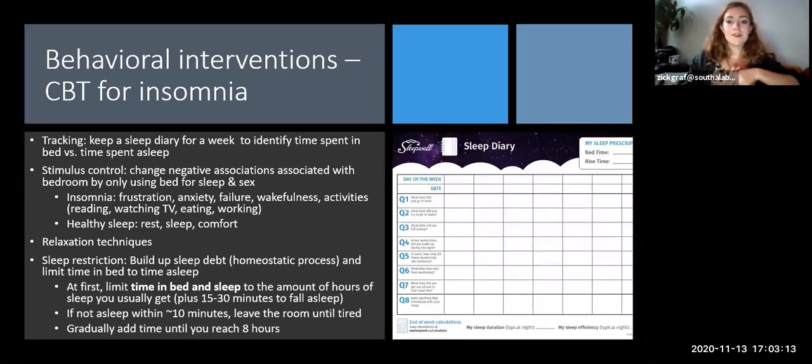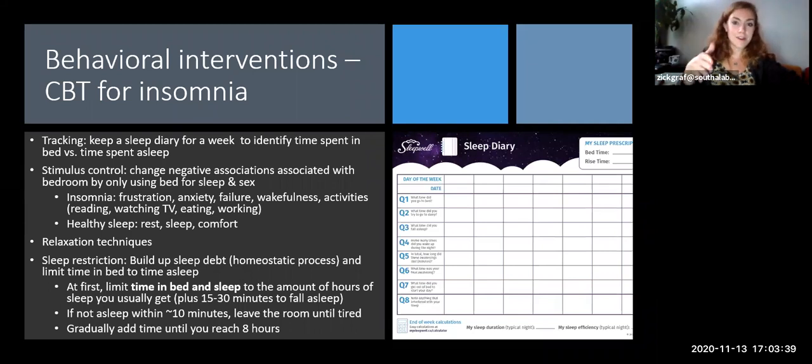So if a patient comes in who's sleeping for 5 hours a night, but maybe spending like 8 or 9 hours in bed with 3 or 4 of those hours being awake, reading, watching TV, or trying to get to sleep, we start by saying, okay, you're only going to spend 5 hours in bed. Doesn't matter if you're sleeping during those 5 hours, but you're only going to go to bed at the time that you normally fall asleep at night. And you're going to get out of bed at the time that you wake up in the morning.